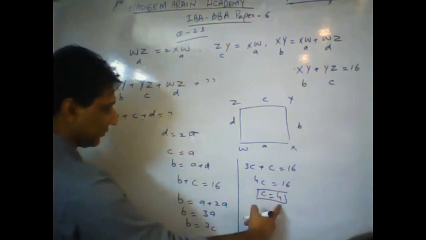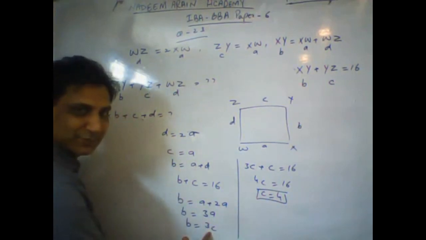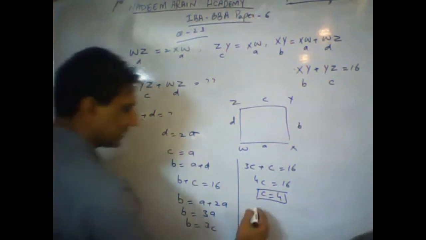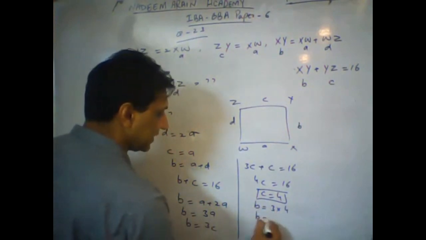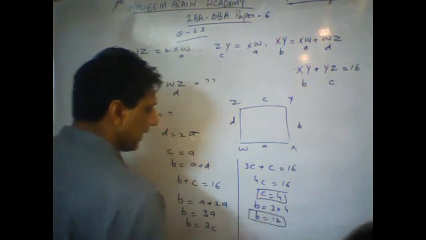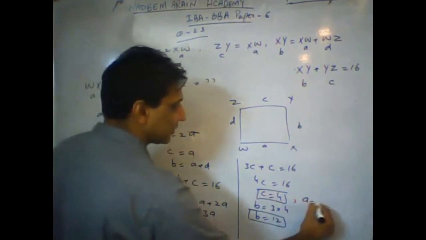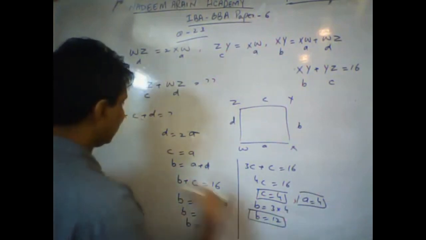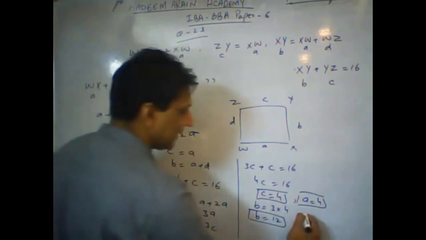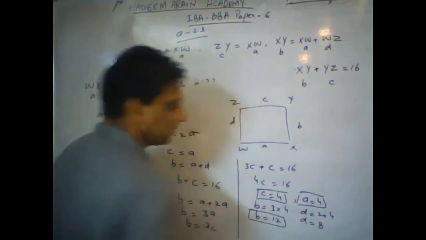So as C is equal to 4, we put it back in this equation. B is equal to 3C, so B is equal to 3 times 4. So B is equal to 12. And C is equal to 4 and C is equal to A, so A is also equal to 4. Okay. Now we need D. D is equal to 2A, so 2 times 4. So D is 8.